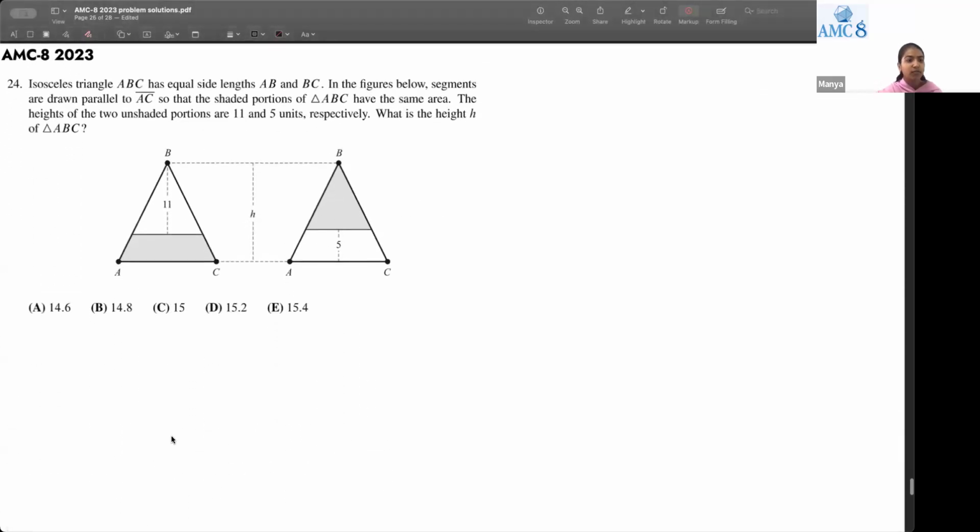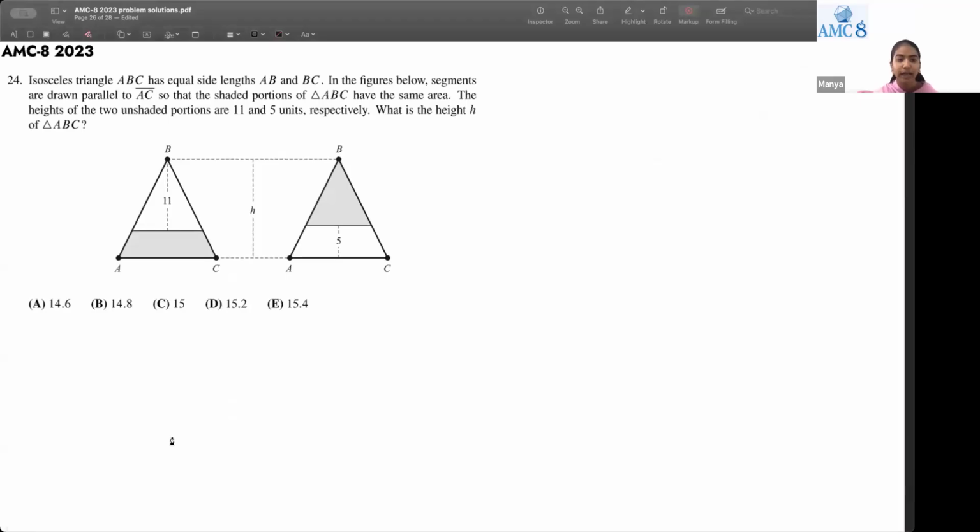Problem number 24. Isosceles triangle ABC has equal side lengths AB and BC in the figures below. Segments are drawn parallel to AC so that the shaded portions of ABC have the same area. The heights of the 2 unshaded portions are 11 and 5 units respectively. What is the height h of triangle ABC? So this is the height of one, and this is the height of another one.